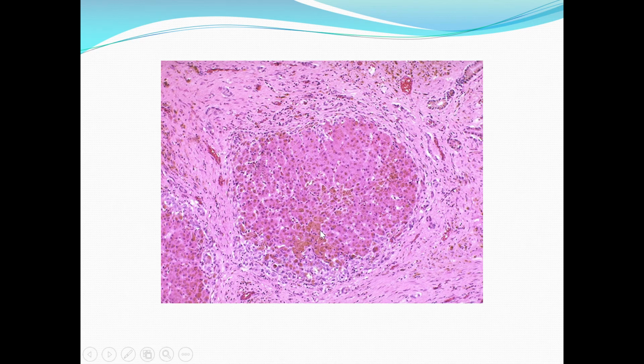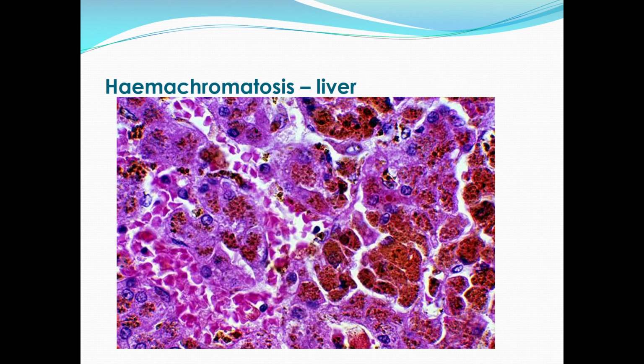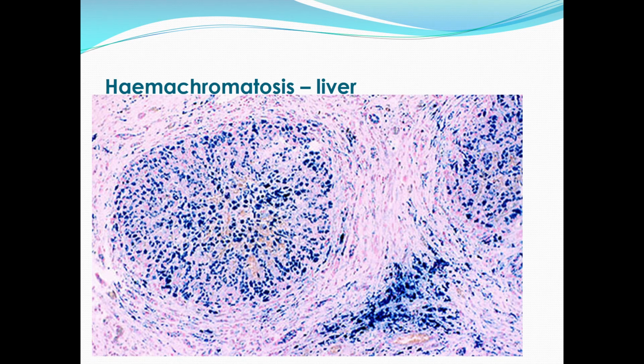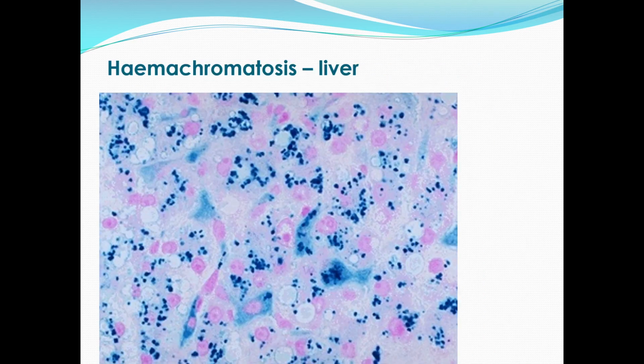In a similar liver section, we found hemosiderin laden liver cells. Slide of liver fibrosis. Again, hemochromatosis of the liver, we found hemosiderin granules in the liver cells. Special stain of the same slide with Prussian blue stain. Same slide with Prussian blue stain. Prussian blue stain again, you can see a dark blue stain.